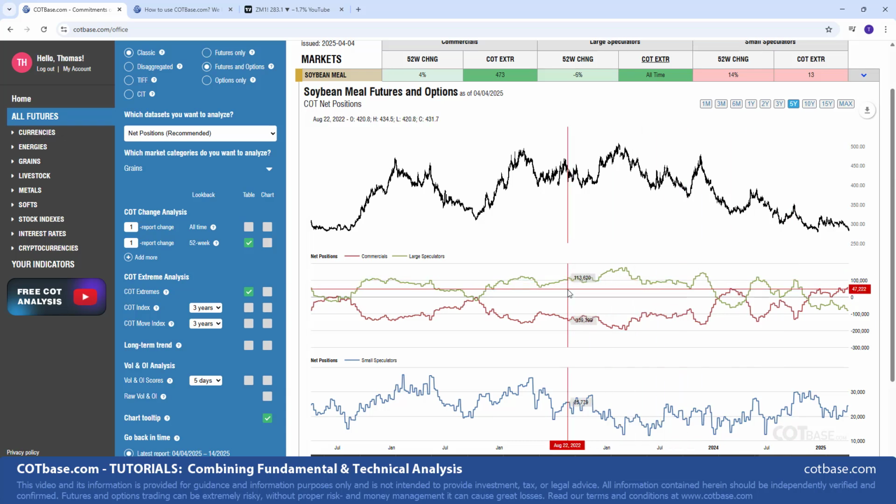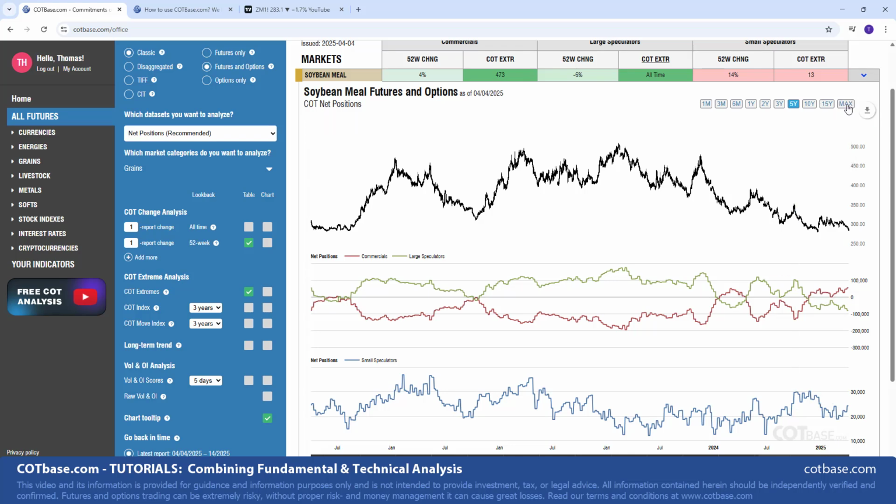Okay, so I would say that what we've done at COTBASE.com is we've taken the raw data from the CFTC, the Commodity Futures Trading Commission that compiles this data, and represented it on a chart. And that's very, very useful.